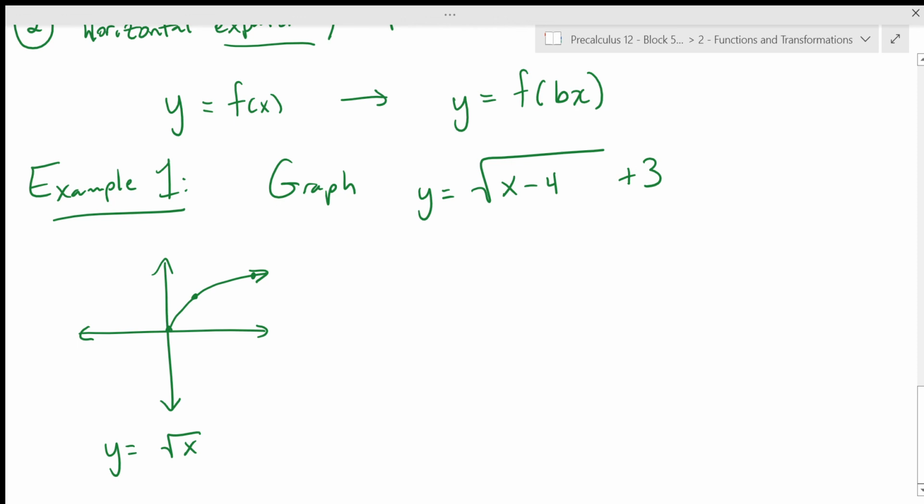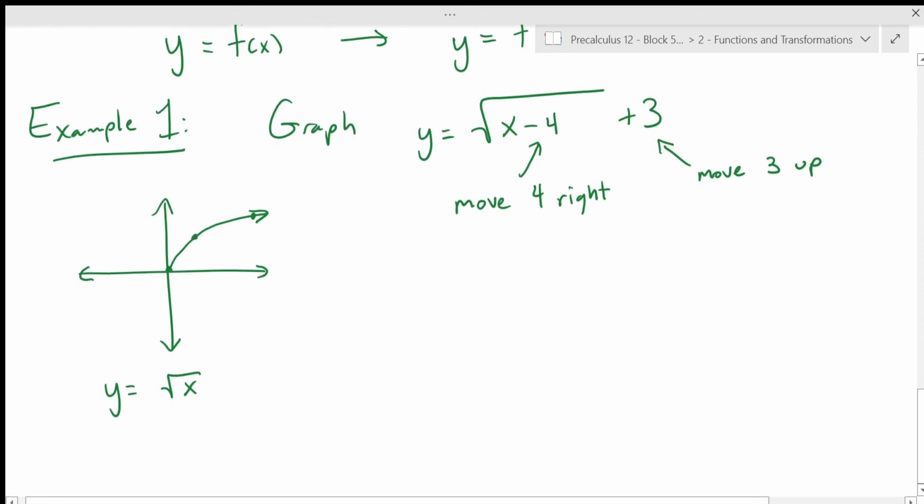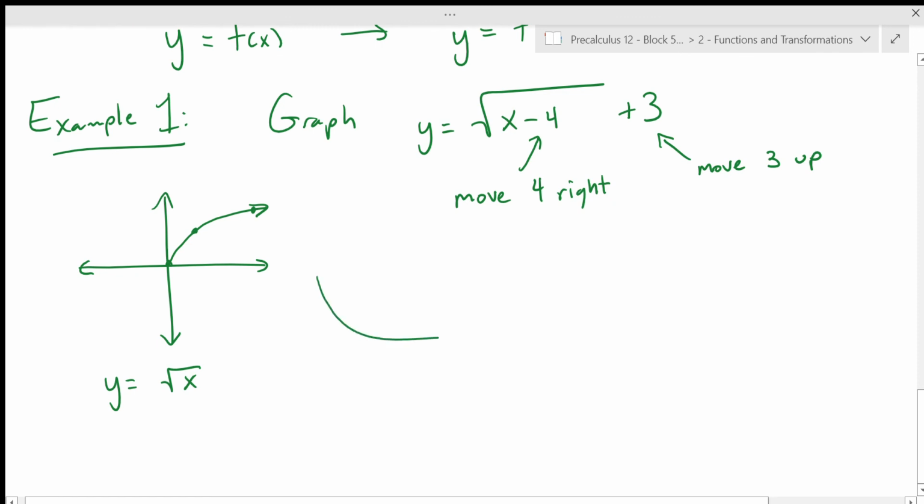So what I'm going to do is look here. This minus 4 says move 4 to the right, because it's inside our equation and it's subtracted. So that's going to move us 4 to the right. And the plus 3 says move 3 up. The only transformations we have here are translations. So I'm going to take all of the points on my graph and use that transformation to shift them.